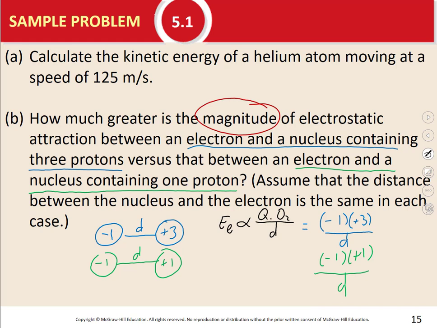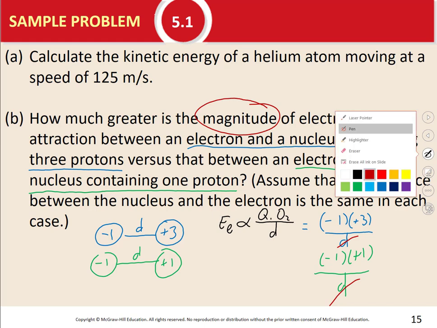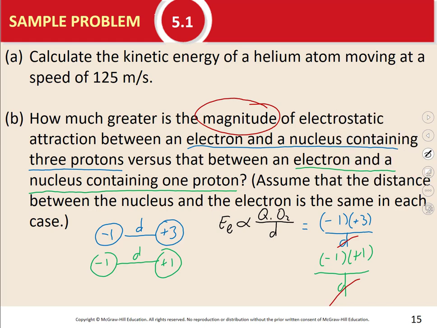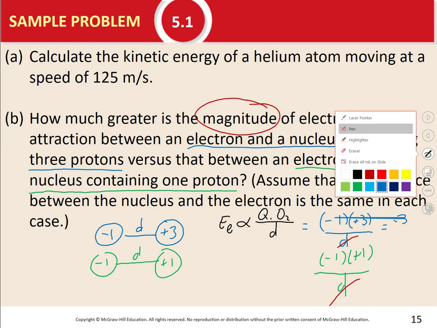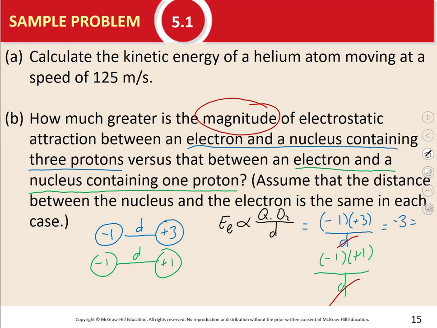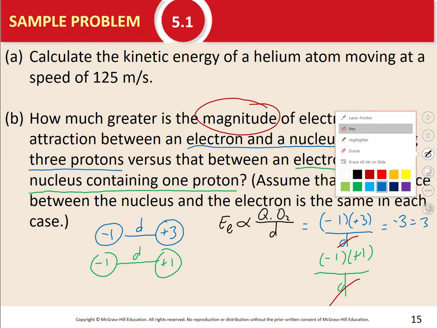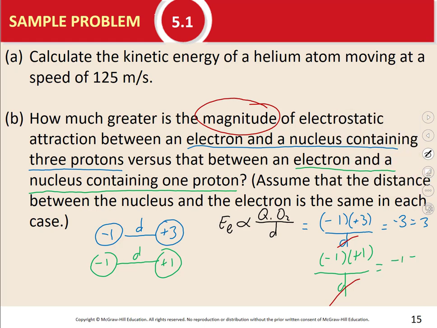Cancel it out. It's the same in both cases. Because we're just seeing which one's bigger and they both have d, we're just going to ignore d. Cancels out. So here, plus 3 and minus 1 gives us negative 3, which has a magnitude of what? 3. Negative 3, which has a magnitude of 3. What do we have down there for the second one? Negative 1, which has a magnitude of 1. So how many times greater are we? 3 times greater. That's the answer, 3 times greater.